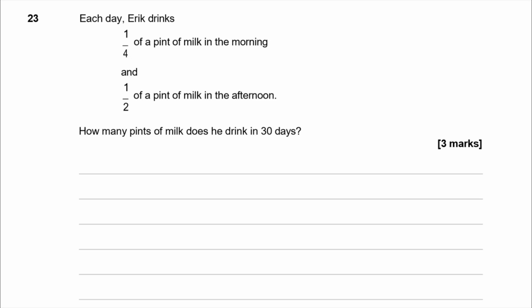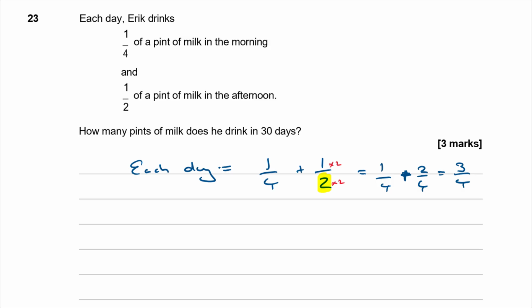So every day, each day, it's going to be 1/4 plus 1/2. Add in fractions with different denominators. Just want to change this one, isn't it? If I change the 2 here to make it a 4, just by multiplying top and bottom by 2, I'm going to get 1/4 plus 2/4, which is 3/4. So he's drinking 3/4 of a pint of milk a day, and we want to work out how many pints of milk he drinks in 30 days.